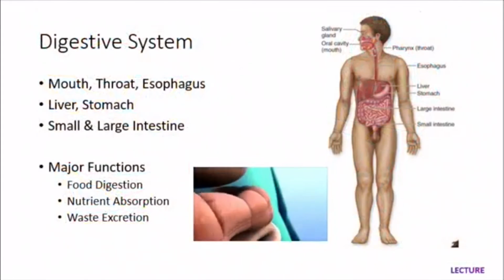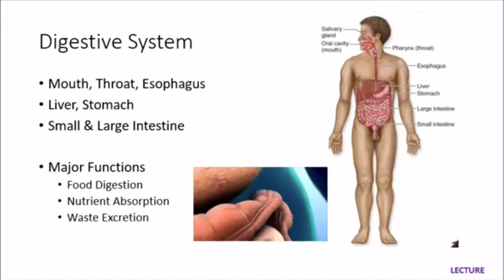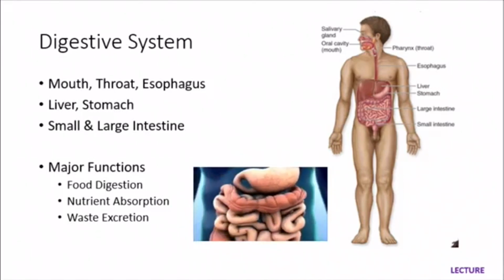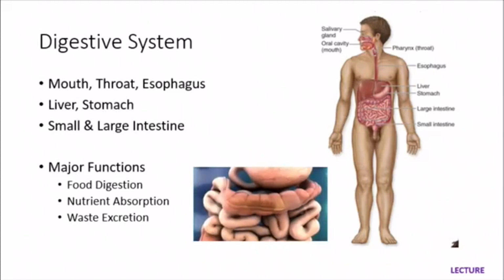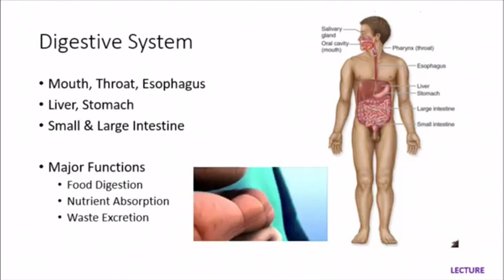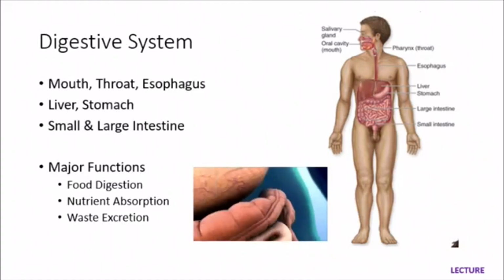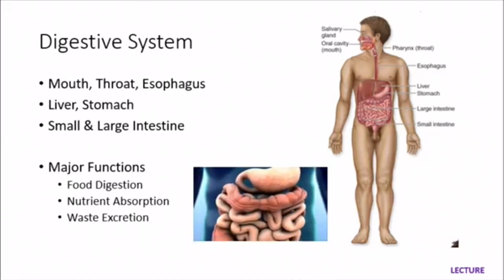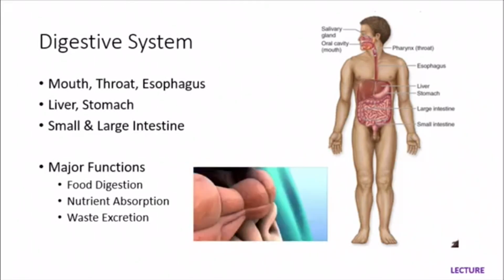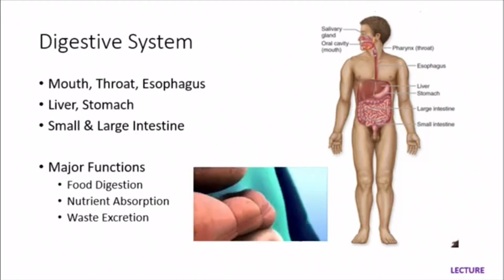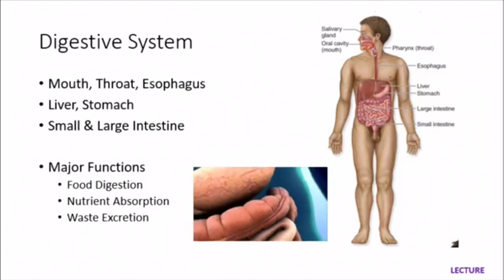Oral cavity and the throat, the pharynx. And you're going to have the esophagus. And then you're going to go into the stomach. And the liver is an accessory organ. But then the stomach kind of empties into the small intestine. Then the small intestine will empty into the large intestine. That's kind of what this little video down here is showing.